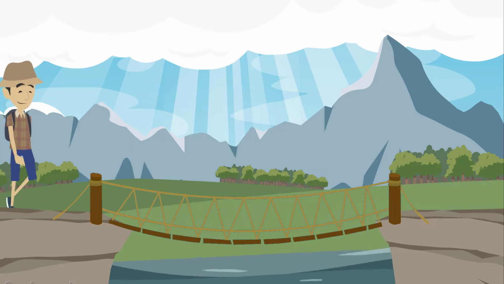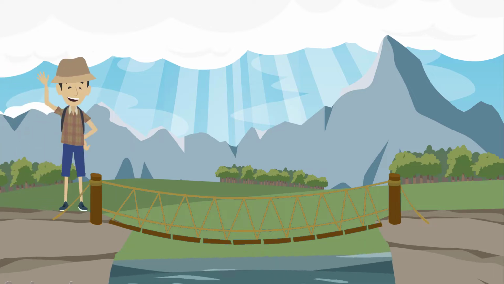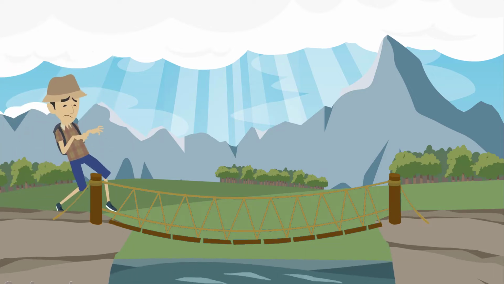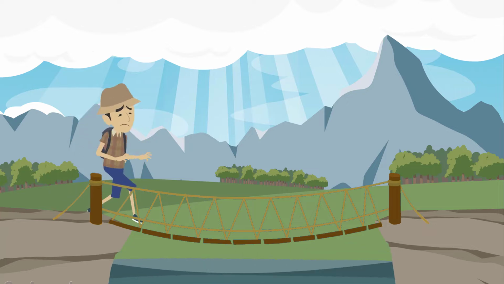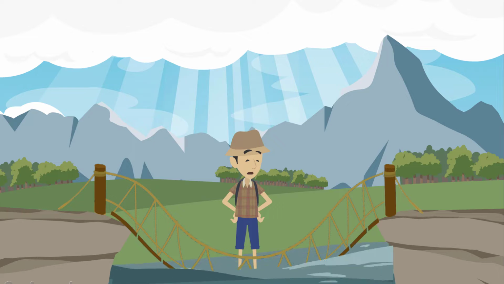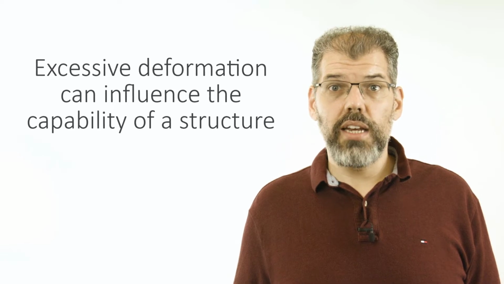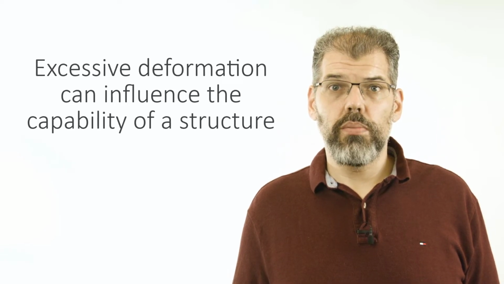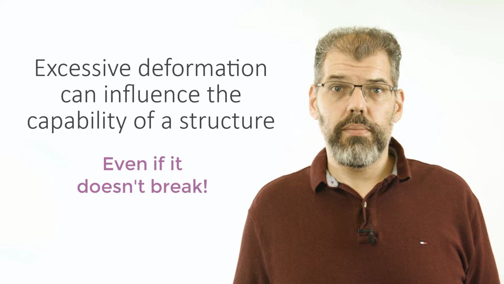Imagine we built a very flexible bridge crossing a river. While walking across this bridge, it begins to deform until it touches the bottom of the river once you reach the middle of the bridge. Not the most useful bridge ever built, but it does illustrate the point that excessive deformation can influence the capability of a structure, even if it does not break.